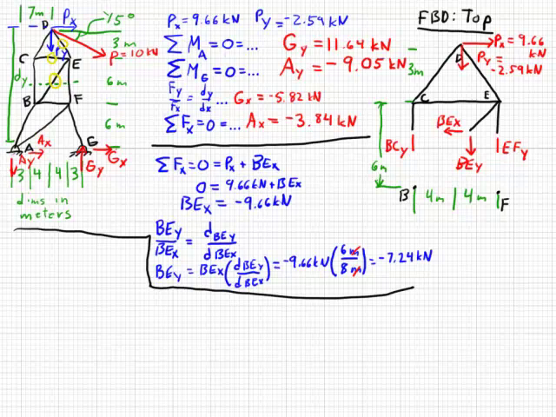A question a student might ask is, how can we take moments about B if we cut it off? Again, we can take moments about any point anywhere in the plane, not just, in this case, C, D, or E. We can take them anywhere. I'm going to sum the moments about point B. They must equal 0. Eliminating BCY, BEX, and BEY, I have PX, PY, and EFY.